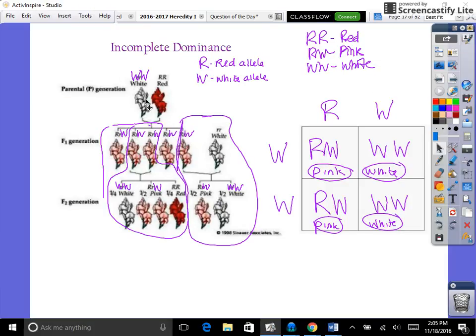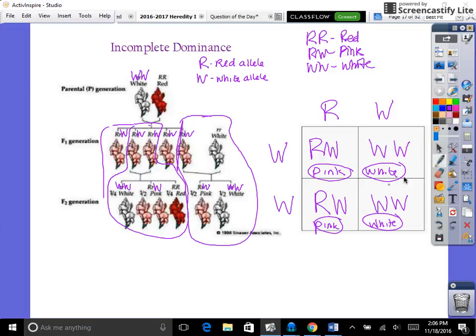If you take a look, we're working with snapdragons again, and the white would be big W with a red snapdragon, big R, and really the R is the red allele and the W is the white allele. If you take a look at the first generation of that combination, they all are pink or RW. If you take two of those pink snapdragons and you mate those, you would end up with 25% white, 50% pink, and 25% red.